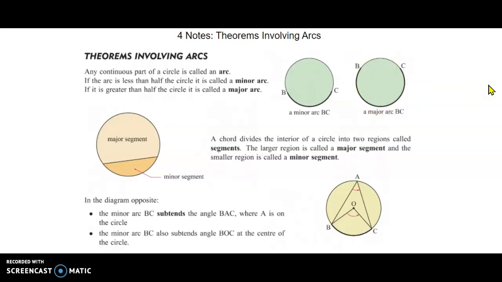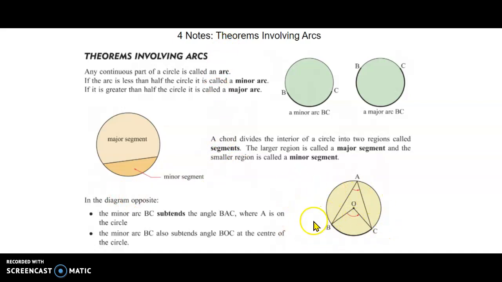And then a chord divides the interior of a circle into two regions called segments, and the larger region is called a major segment, and the smaller region is called a minor segment. Again, if you think about cake, you want the major segment, right? It covers more of the cake. The minor segment, you can share with your sibling or something. Okay? And then here is another neat thing.